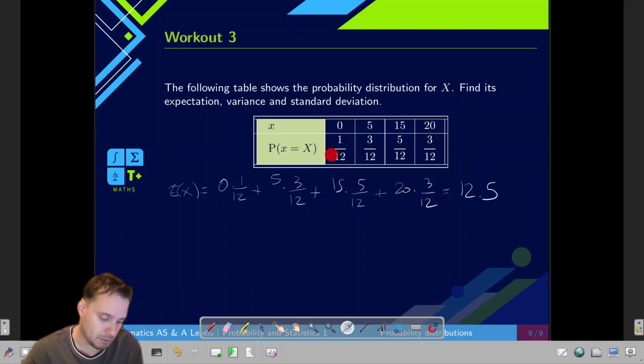There's x times the probability plus x times the probability plus x times the probability, and so on, and you plug it all in and you do the operations. It's just that. What happens with the variance?